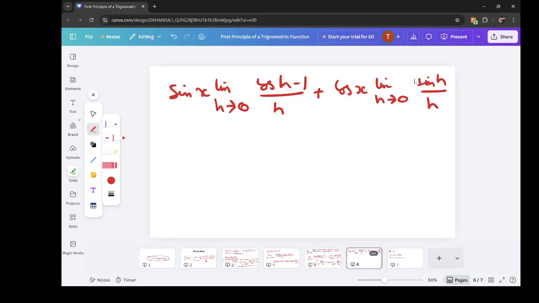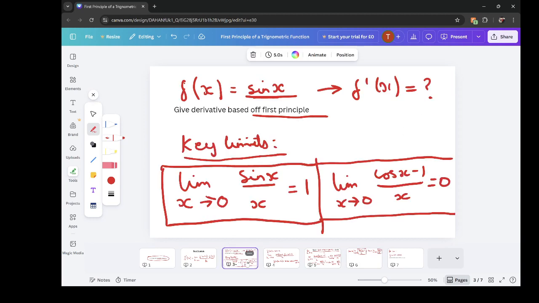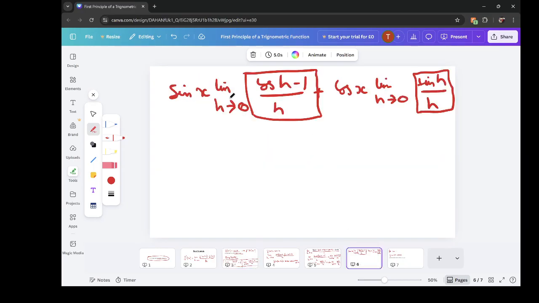Now I want you to look at these two very, very carefully. These two right here, and look at the limit too. The limit as h approaches 0 of (cos h minus 1) over h, and the limit as h approaches 0 of sin h over h. It looks awfully familiar, does it not? Well, that's because these are the key limits we looked at the start. So what do we see here? The limit as x approaches 0 of sin x over x is equal to 1. So that means the limit as h approaches 0 of sin h over h is also just 1, right?